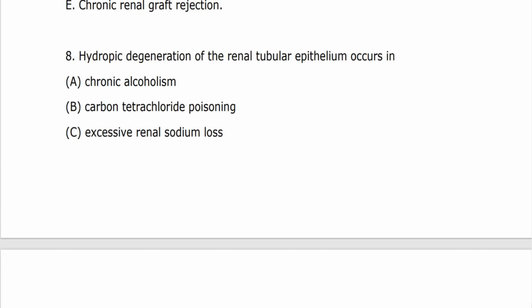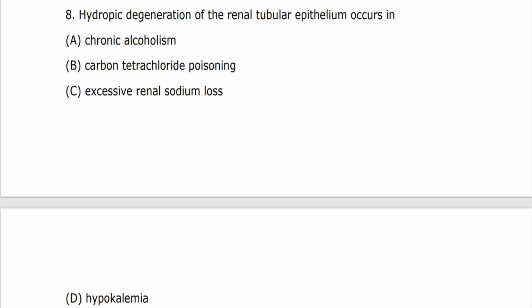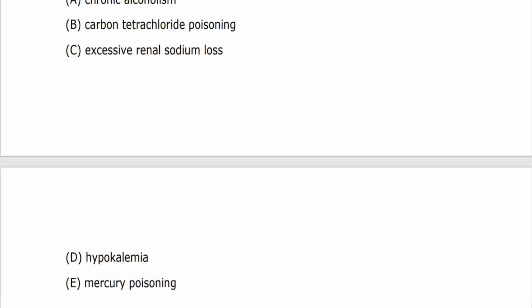Hydropic degeneration of the renal tubular epithelium occurs in. Okay, so hydropic degeneration basically is like the cell swelling because of accumulation of water. So you will expect to see that if, let's say, the sodium potassium ATPase pump is not working, because that's supposed to regulate membrane integrity in a way. So now, chronic alcoholism, excess renal sodium loss shouldn't give us that. Hypokalemia shouldn't give us that.